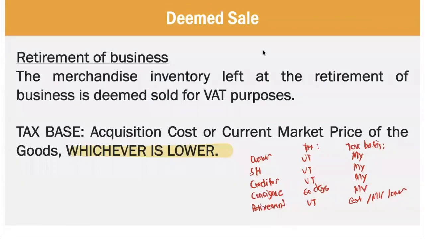So we outline now the five items that we discussed. So in a retirement of business, although there is a transfer here such that the transfer will be to the owner, but take note the reason is not because of the withdrawal of the owner, but because of the retirement of the business. Now, what is the tax basis? The cost or the market value, whichever is lower.